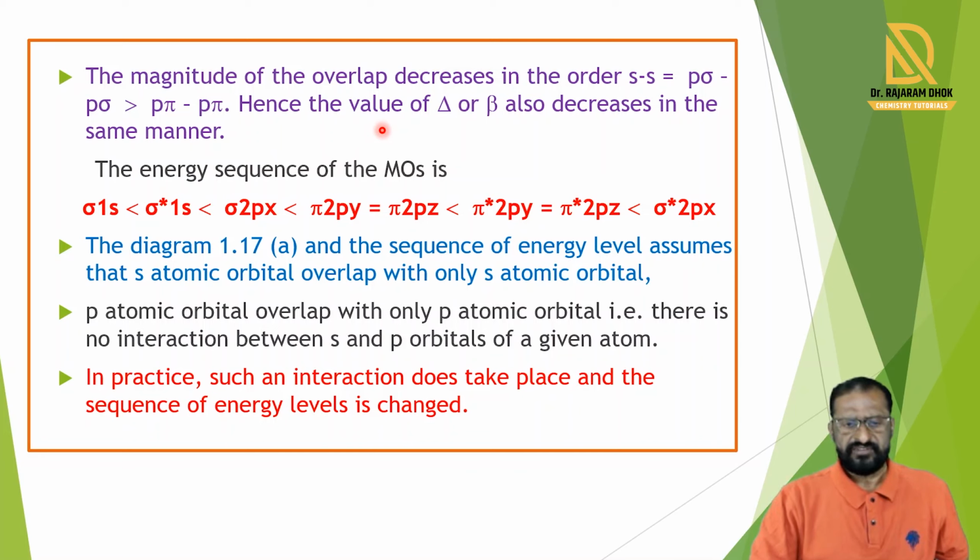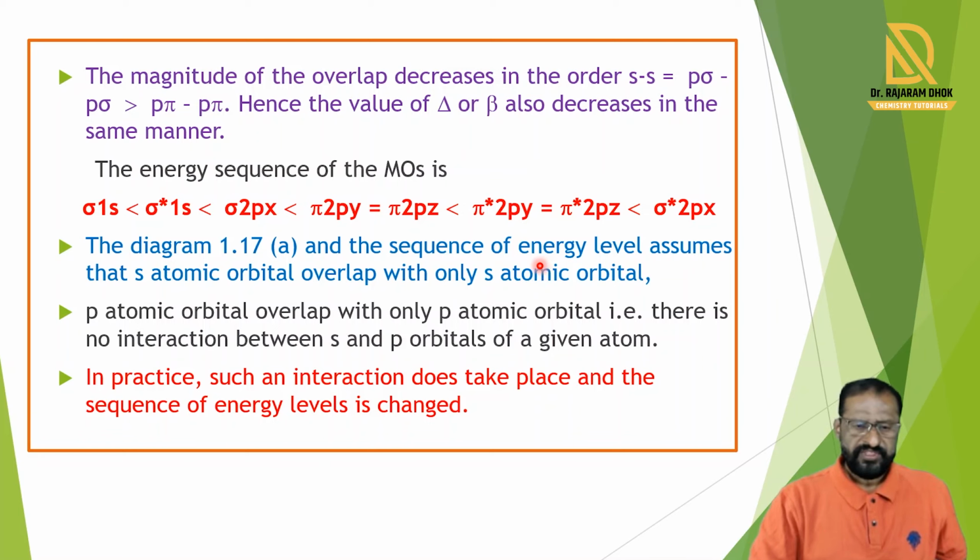And in this case we can show the molecular orbitals in the energy levels, that is sigma 1s, and in increasing order again other molecular orbitals, that is sigma star 1s, sigma 2px, pi 2py and pi 2pz both are equal, then pi star 2py and pi star 2pz both are equal, and then higher energy orbital is pi star 2px. So in this way we can show the energy level diagram for the second row element.